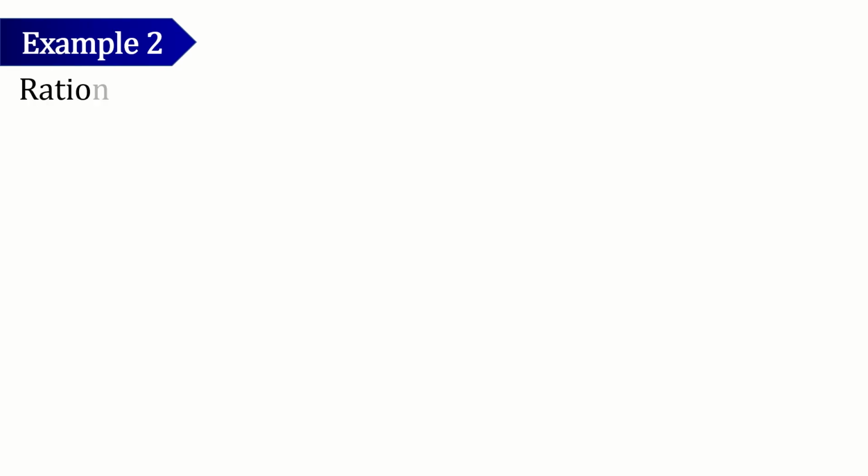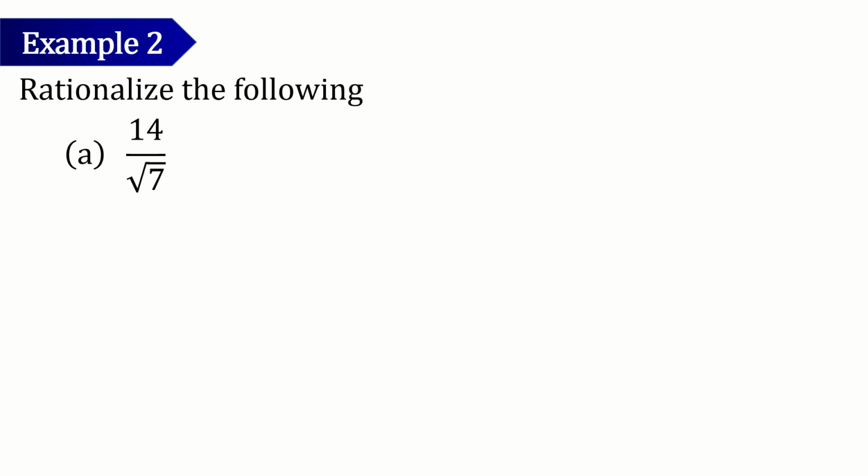Okay, so we look at an example here. Rationalize the following. The first example is to rationalize 14 over √7. So what do we mean by rationalize? Rationalize means we don't want the surd at the denominator. So we want to make the denominator become a real number. No surd anymore at the denominator.